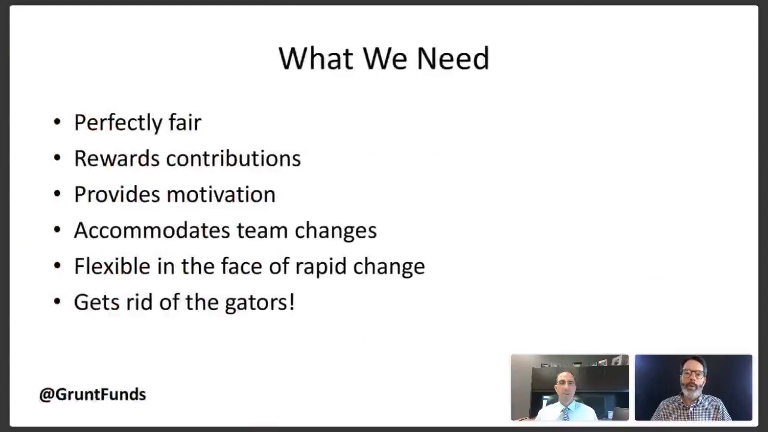So what we need is a model that's perfectly fair, that rewards actual contributions to the company instead of promises. We want to provide ongoing motivation to the team to continue to contribute, because once I have my 50%, I no longer have motivation to continue necessarily. I want to accommodate team changes because people are going to come and go. I want to be flexible in the face of rapid change. I don't want to have to renegotiate every time someone joins the company. And I get rid of the gators.